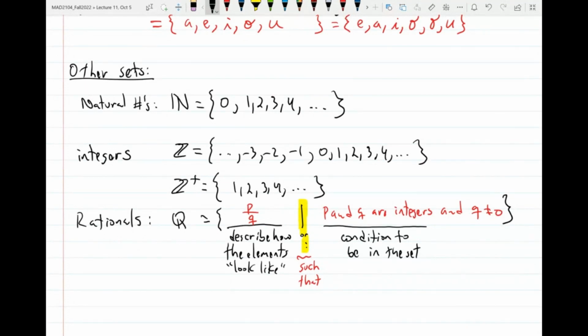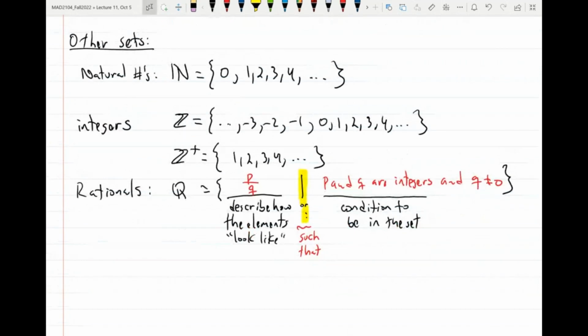So rationals are fractions, but not whatever fraction. For example, pi over e is not necessarily in the rationals. Yes? Why? Because pi and the number e, they are not integers. Okay? So these are fractions where top and bottom are integers, and the bottom cannot be 0. All right, questions about this?